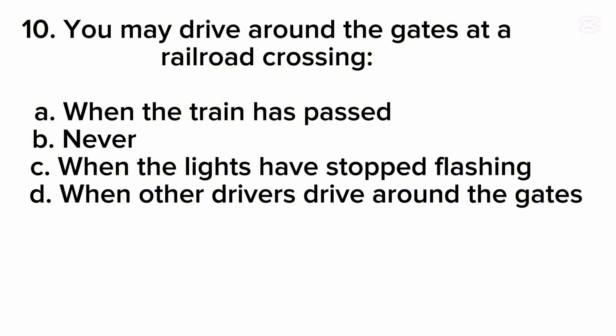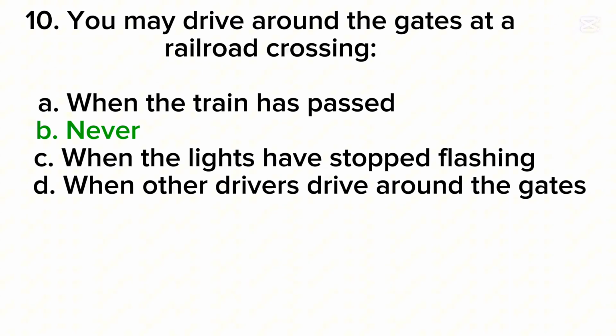When will you drive around the gates at a railroad crossing? Is it A. When the train has stopped, or is B. Never? Is it C. When the lights have stopped flashing, or is D. When other drivers drive around the gates? Let's write. The correct answer is B. Never. You may not drive around the gate at a railroad crossing.